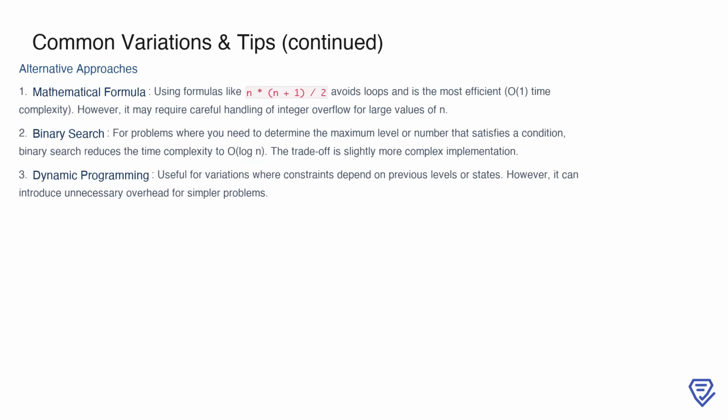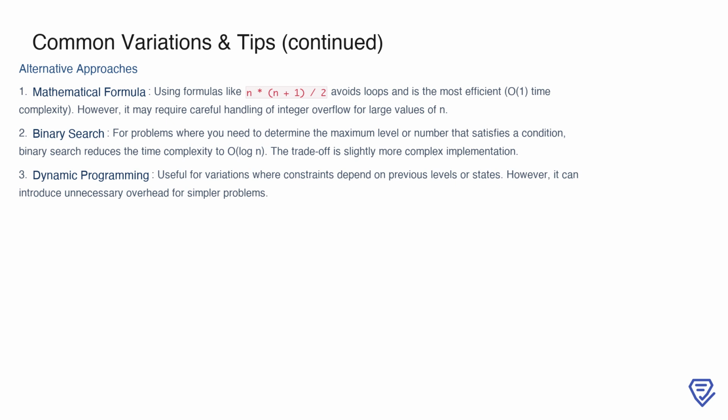To wrap up this section, let's explore some alternative approaches to solving problems like this. The most efficient method is often a mathematical formula, such as n times (n plus 1) divided by 2. This eliminates the need for loops and achieves constant time complexity, O(1). However, for very large values of n, you need to be cautious about integer overflow and ensure your implementation handles it correctly. Another approach is binary search, which is particularly useful when you need to find the maximum level or number that meets a given condition. Binary search reduces the time complexity to O(log n), though it requires a slightly more complex implementation.